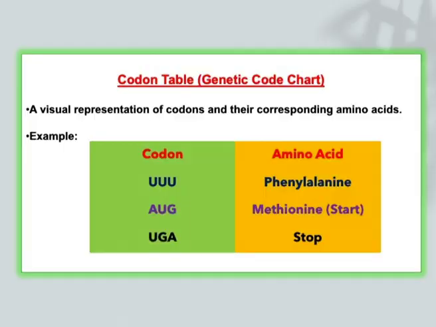That means it is read sequentially without overlap, and our genetic code is also unambiguous. Each codon codes for only one amino acid. It contains start codons and stop codons. The start codon, we know, is AUG, methionine, and the stop codons are 3 codons: UAA, UGA and UAG. Here we see that the codon UUU codes for phenylalanine, AUG codes for methionine, and UGA is a stop codon.